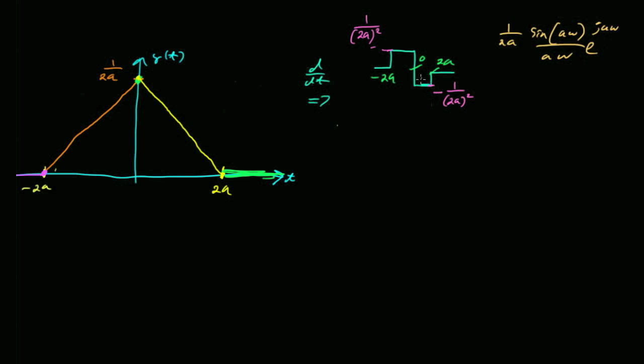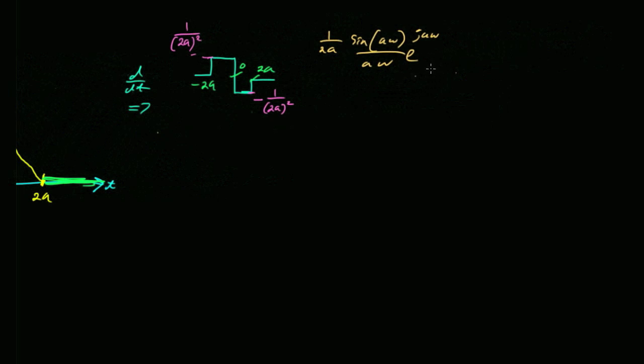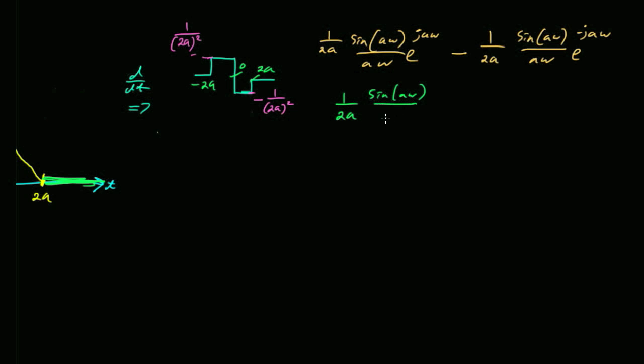And then we got to do this guy, which is minus 1 over 2a sine a omega over a omega, and then that shifted to the left, so it's e to the minus j a omega. And then we made this awesome observation that I could factor out 1 over 2a sine a omega over a omega. And what was I left with? E to the j a omega minus e to the minus j a omega. And what's the final step that I need to do? Put it all over j omega.